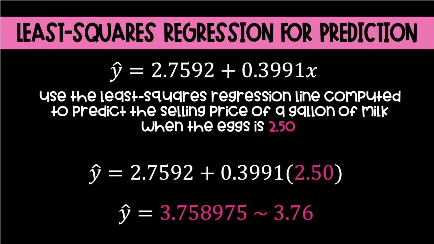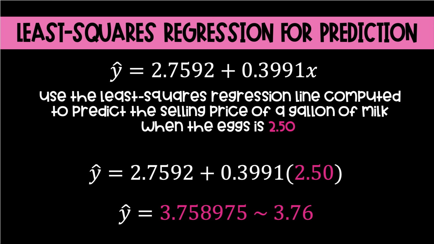Approximately 3.76 cents. Now, remember, correlation is not the same as causation. It doesn't mean that if you change the price of the gallon of milk, the price of the eggs is going to change, or backwards. If the price of a dozen of eggs changes, the price of the gallon of milk will change.